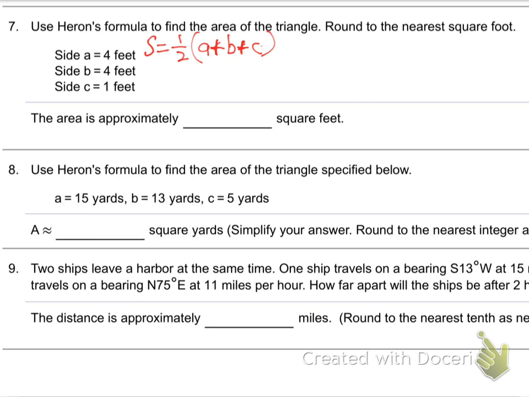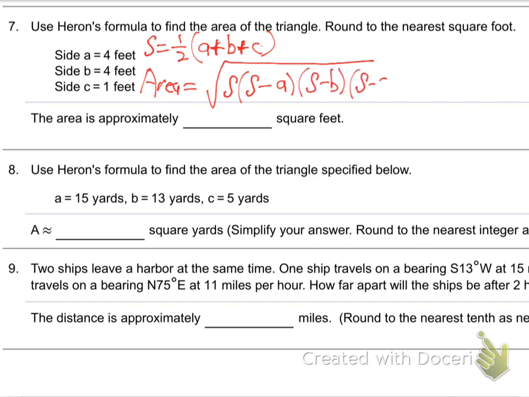So they use this thing called S, which is half the perimeter, and then the area is the square root of S times S minus A times S minus B times S minus C. There it is. So just put that in your 3x5 card.